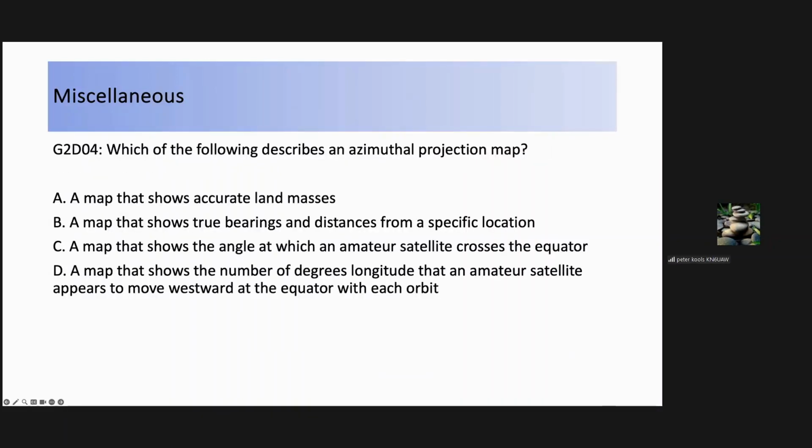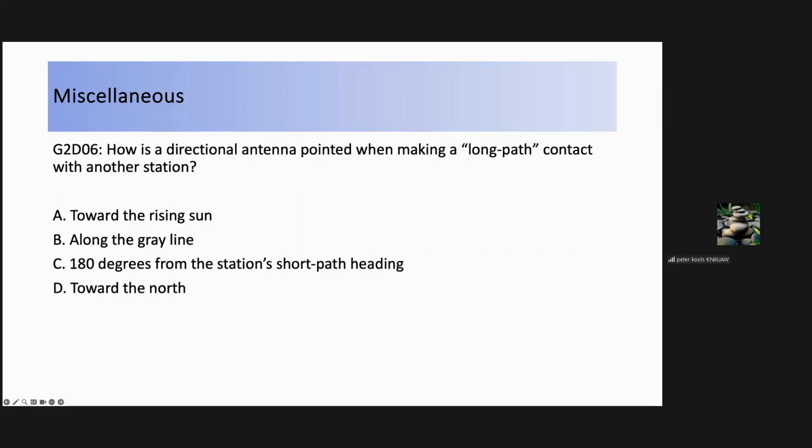Which of the following describes an azimuthal projection map? This is the map that shows true bearings and distances from a specific location. How is a directional antenna pointed when making a long path contact with another station? It's pointed 180 degrees from the station's short path heading.